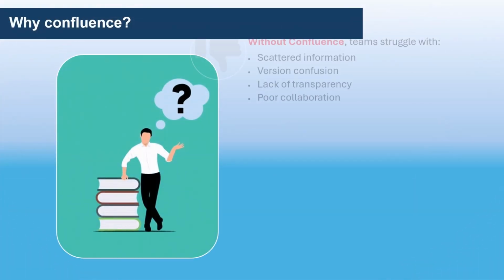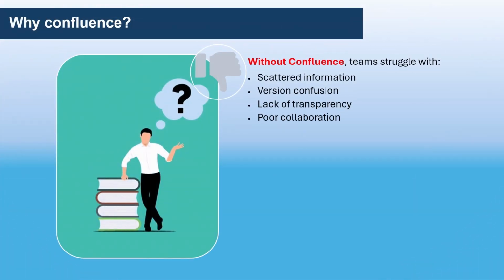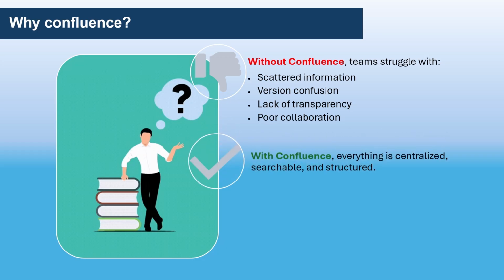Without Confluence, teams struggle with scattered information, maybe version confusion, lack of transparency, poor collaboration. So with Confluence, everything is centralized, searchable, and structured.